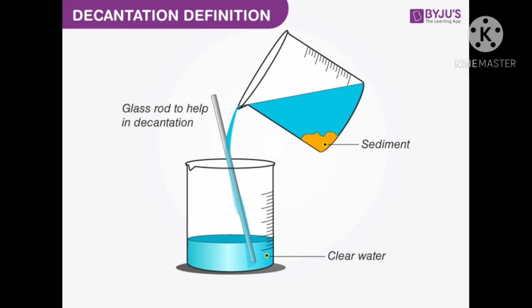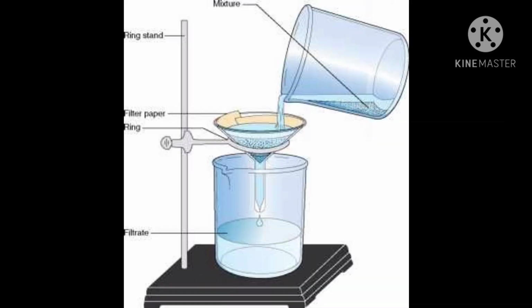Children, in this slide you can see the process of decantation. In this process we pour the upper clear water without disturbing the sediments, and this whole process is known as decantation. Children, this is a method of separating insoluble impurities from a solution.